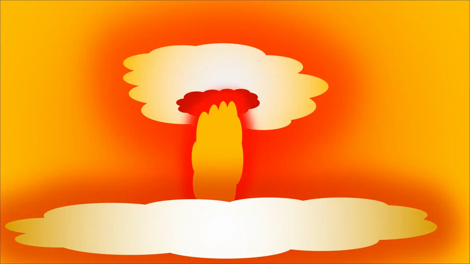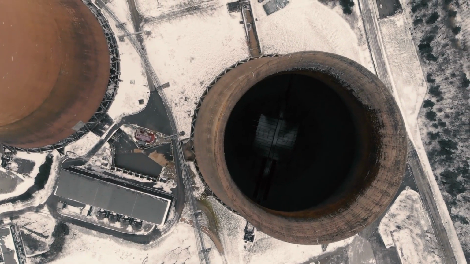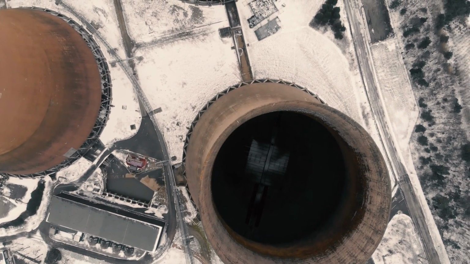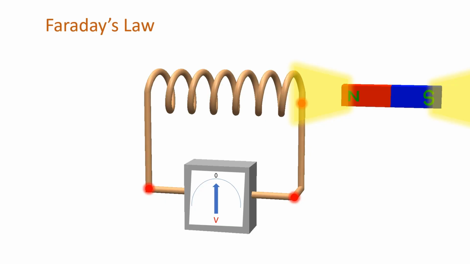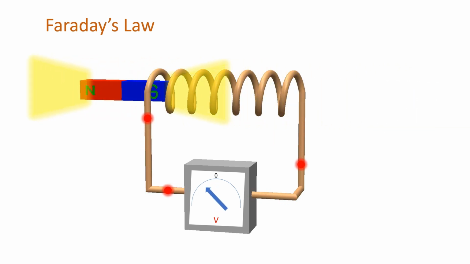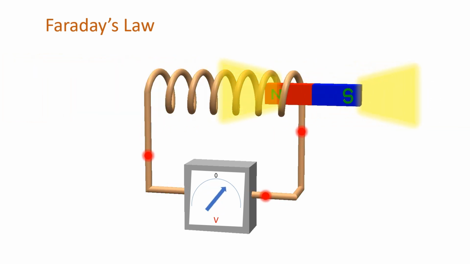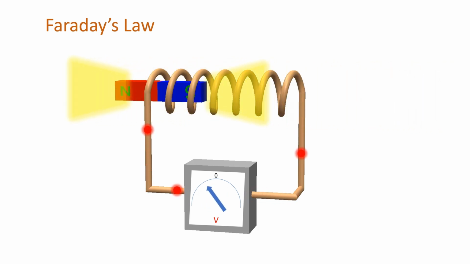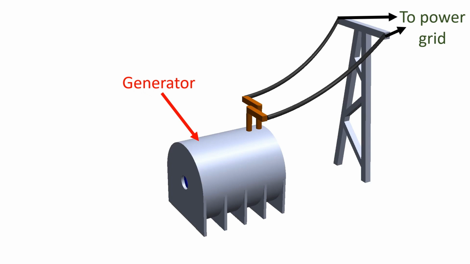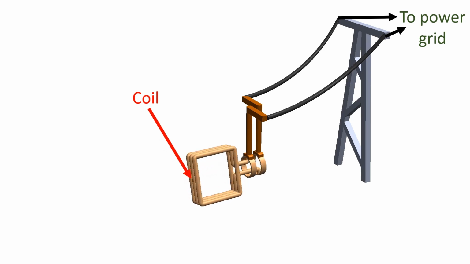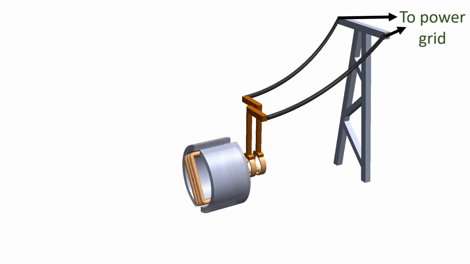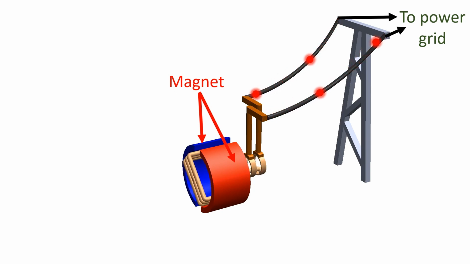Let's find out. First, let's understand how a power plant generates electricity. To grasp this, let's do some reverse engineering. Electricity is generated when electrons move through a conductor. According to Faraday's law, a changing magnetic field induces an electric current in the conductor. This principle is used in power plant generators, where coils are rotated within a magnetic field to generate electricity. This will generate alternating current to the power grid.